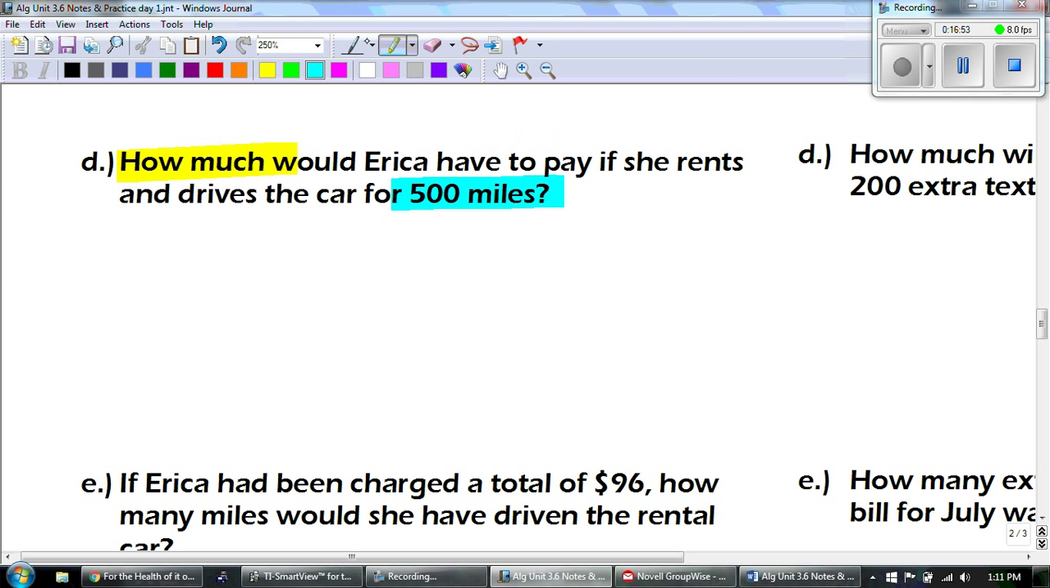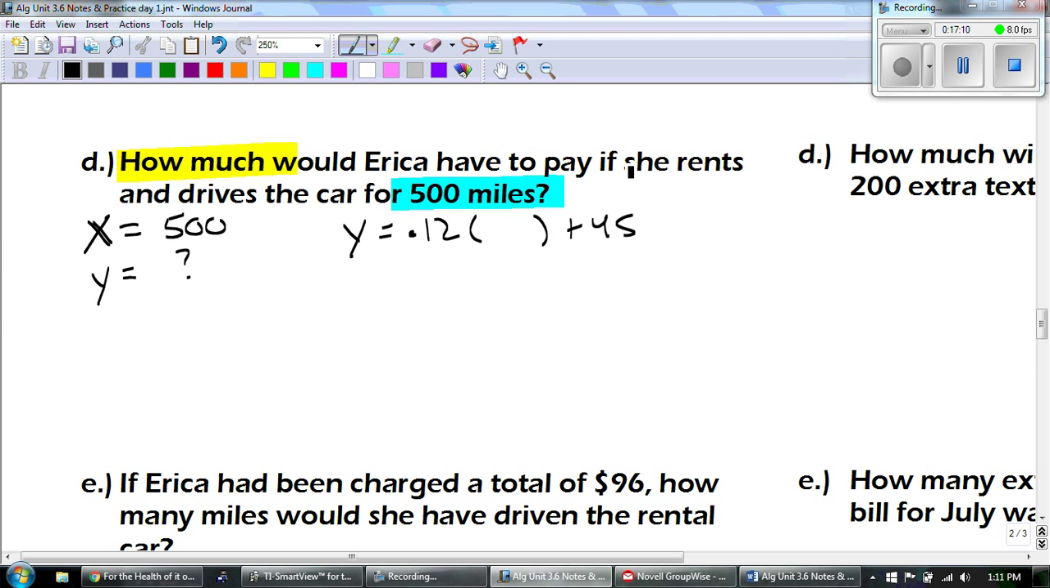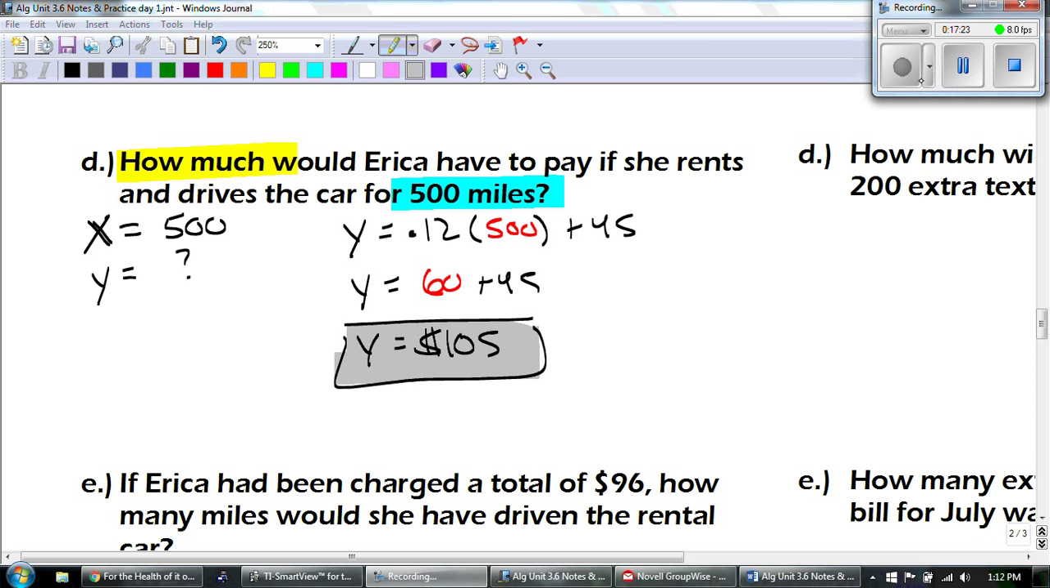So for D, how much would Erica have to pay if she rents and drives the car for 500 miles? Did they tell X or did they tell us the Y? Good, they told us the X because that's the miles. So what you guys are going to do is figure out how much Erica has to pay. Go ahead and pause the video and good luck. Okay, so if Erica is driving that car for 500 miles, she's going to be paying a total of $105 for that car.